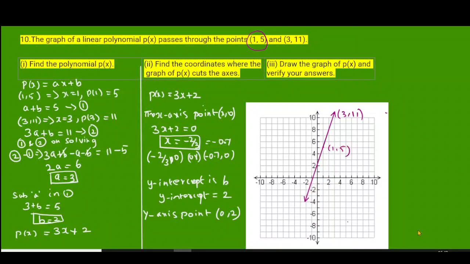Yeah. Look at here. Exactly the point on the y-axis. Look at here, (0, 2). So that is the y-axis point, and the x-axis point is nothing but this, that is minus 0.7, (-0.7, 0) near to 1. So we verified this with our graph.